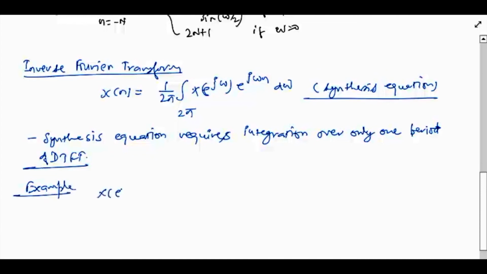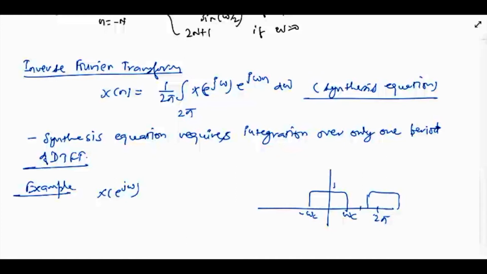Suppose X(e^{jω}) is a periodic pulse function. That is, X(e^{jω}) is the following function. It takes the value 1 between minus ωc and ωc, where ωc is less than π. So π will be somewhere here, and then this pulse repeats. It's 2π and so on. So what about the inverse Fourier transform of this?